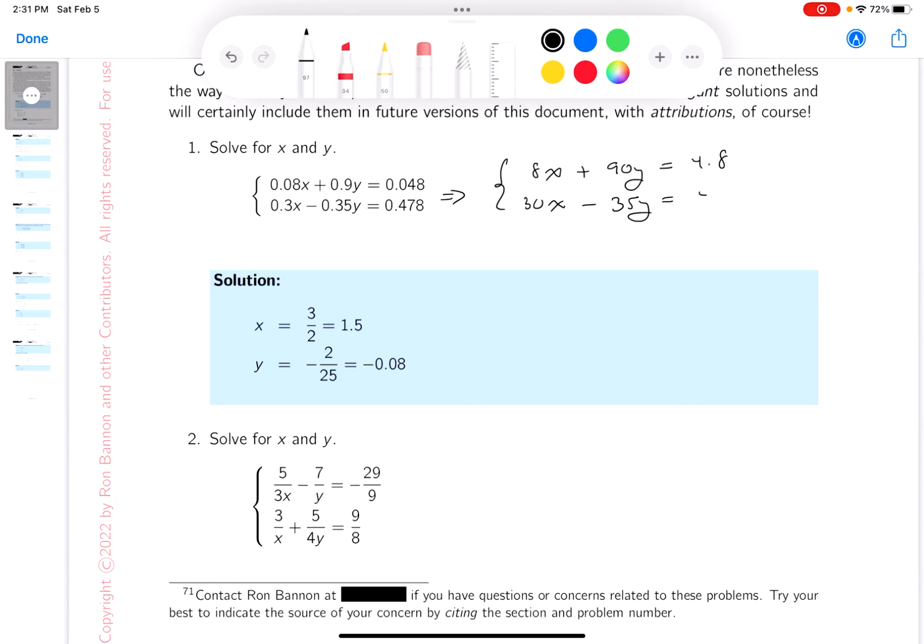and multiply by 100, it'd be 47.8. And then someone says, well, what are you going to pick to get rid of? It's a choice, but I'm going to pick the x to get rid of. I'm going to get rid of the x's.